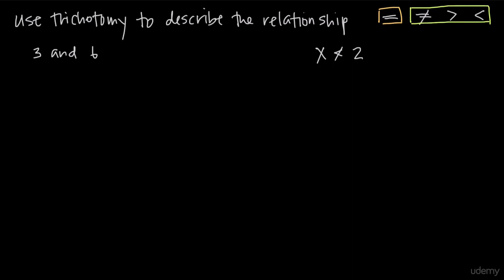When we want to describe, for example, the relationship between the values 3 and 6, how can we describe the relationship between these two numbers? Well, first of all, we can say that 3 is not equal to 6. We know that that's true. We can say that 3 is less than 6, and we can also say that 6 is greater than 3. So that's how we can use the trichotomy of inequality relationships here to describe the relationship between 3 and 6.